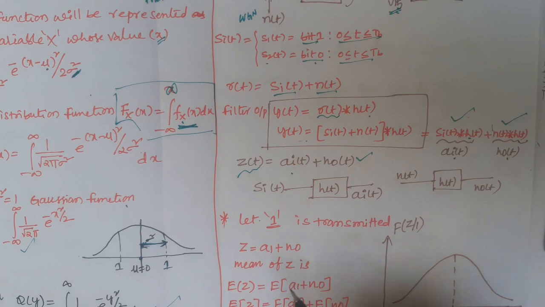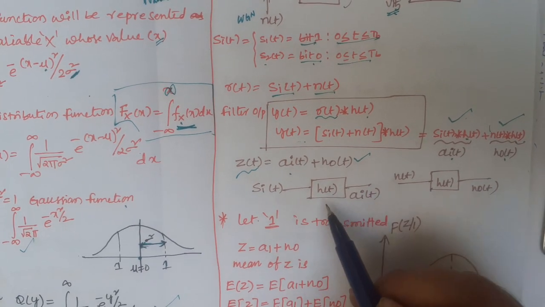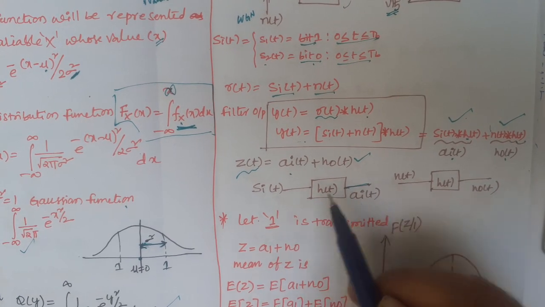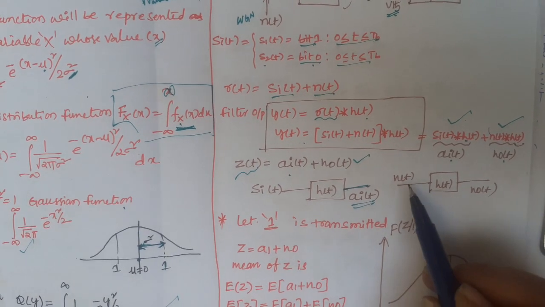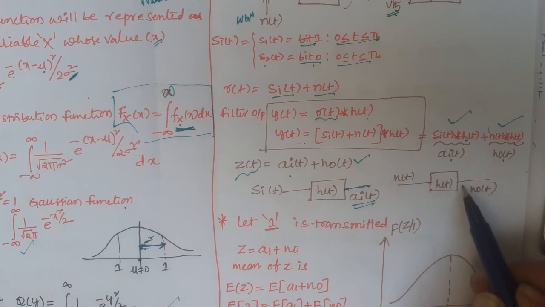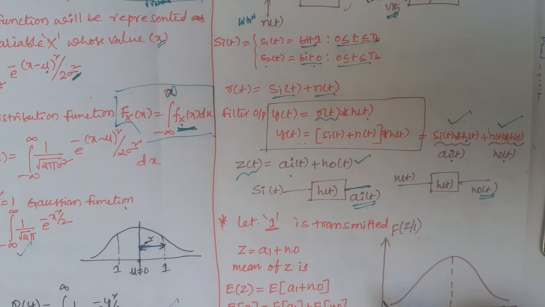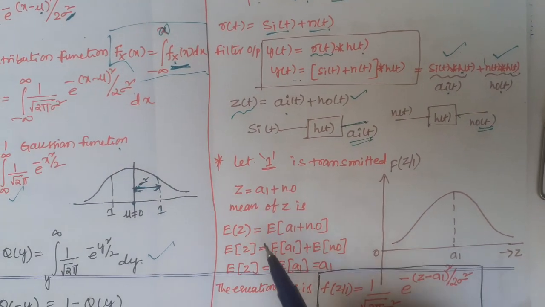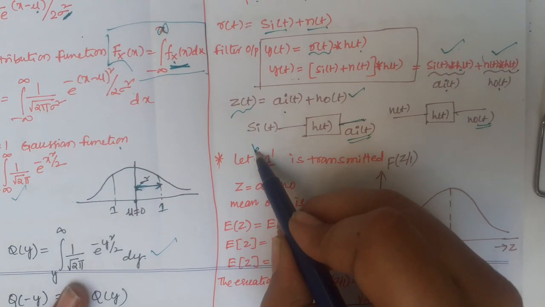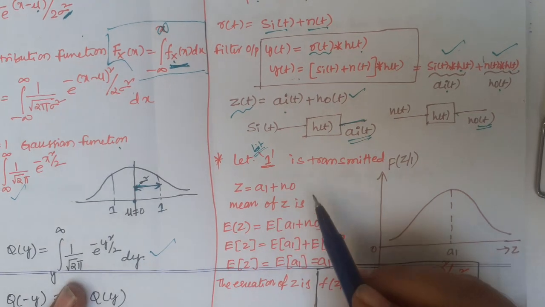See here, when Si of t is passed through the filter, we get the signal component. When noise is passed through the filter, we get the noise component. Let us see: let bit 1, or symbol 1, be transmitted.